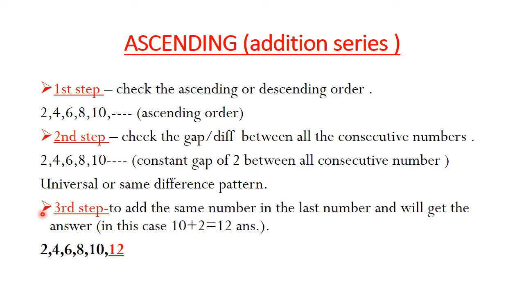Let's start with the first series, that is the ascending or addition series. The first step to check is whether the series is in ascending or descending order. As we can see, 2, 4, 6, 8, 10 is in ascending order. They keep on increasing the numbers. So this first step is clear, that is ascending order. The second step is to check the difference between all the numbers. Here, the difference between all the numbers is 2. The difference between 2 and 4 is 2, 4 and 6 is 2, 6 and 8 is 2, 8 to 10 is 2. It means the difference is constant between all the numbers.